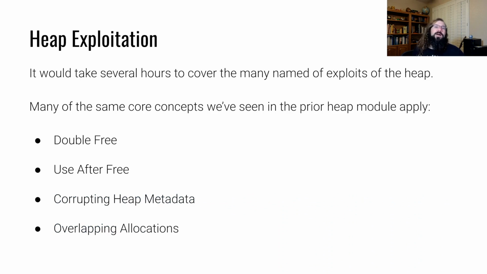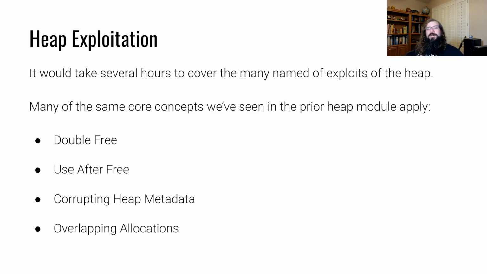Now, it would take several hours to go through all of the specific named heap exploits that exist and work in libc 2.35. And all of them are very nuanced. There's a very specific setup that is occurring to create the situation inside of the heap where the exploit can occur. Rather than do that, I'm going to discuss some of the core concepts that are used in these exploits so that when you look at them, you can reason about what is occurring and what you need to do to create the same scenario and replicate an exploit that you see.